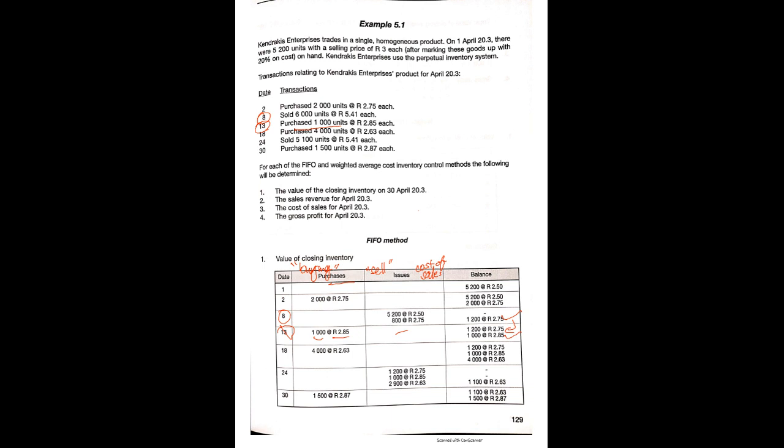So we're done now with that purchase on the 13th. We can look at the 18th. So on the 18th, we now had purchased 4,000 units at 2.63. Exactly as it is, we put that into the purchases column. So under purchases on the 18th, you're now going to see 4,000 at 2.63. There are no issues on that day. So into the balance column, you already have the 1,200 at 2.75 and the 1,000 at 2.85. You then need to look at what was newly purchased, which will now be included in our closing balance at the end of that day, and that was the 4,000 at 2.63.